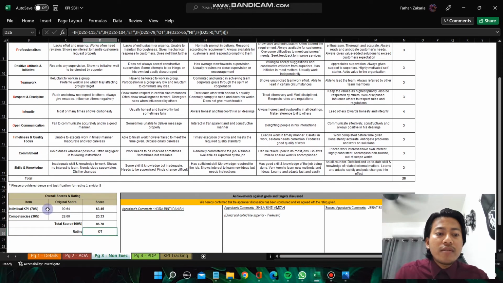For the behavioral competency assessment at 30%, 28 points will be considered as a score of 23.33% for this overall rating. So the total score from the individual KPI, 63.45, will be added to the 23.33 and have the total of 89.78% for the total score, and it is considered as the rating of on target.